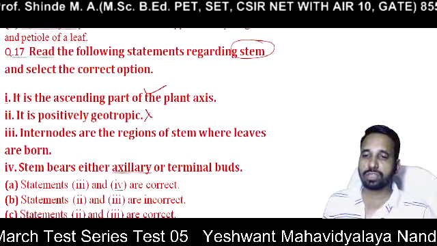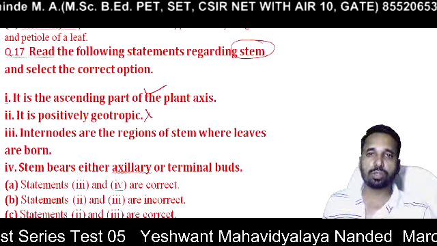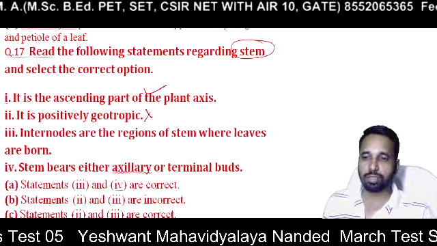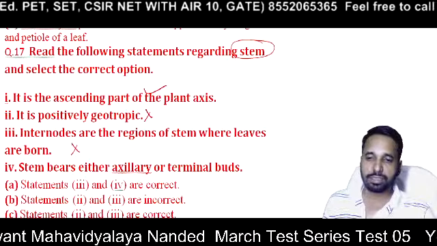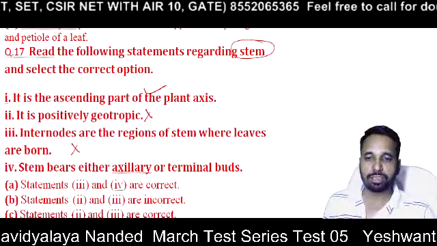Third one, internodes are the region of stem where leaves are born. Is it so? No, those are the nodes where leaves are born. So this is also a false statement. Fourth one, stem bears either axillary or terminal bud. Now in this statement there is nothing wrong.